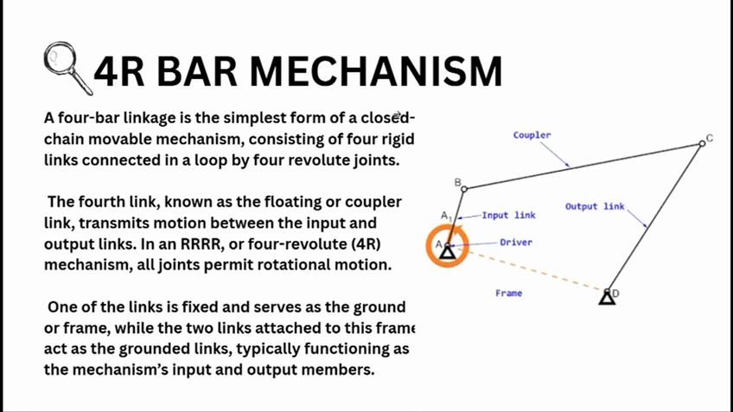As shown on the slide, a four-bar mechanism consists of four rigid links connected in a loop by four revolute or pin joints. In this case, we call it a 4R mechanism or a RRRR mechanism. Each link in the 4R mechanism has a specific role. The frame or the ground is the fixed link. The links attached to the frame are the ground links. One acts as the input link and the other acts as the output link. The final link is the coupler, which transmits motion between the input and the output.